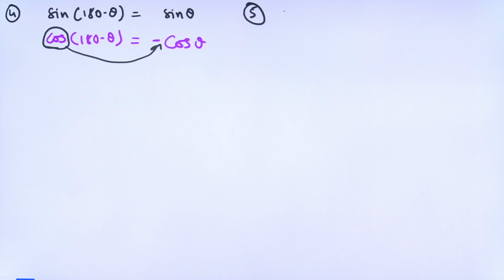Fifth one, sine 180 plus theta. So sine is there, 180 is there, so sine will remain sine. Now 180 plus theta means we are in the third quadrant. In the third quadrant, sine is negative. That's why minus.